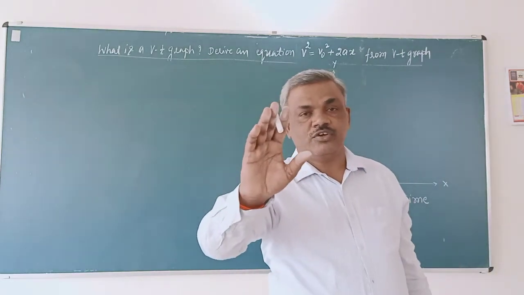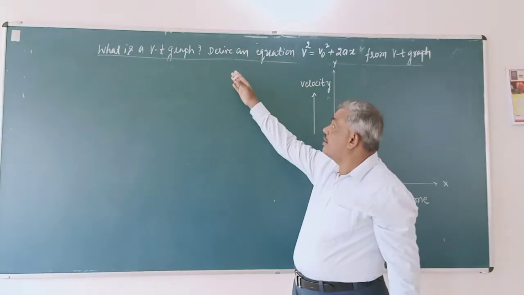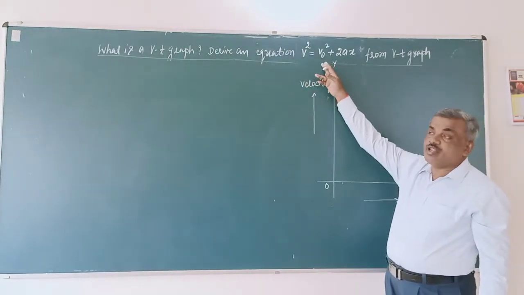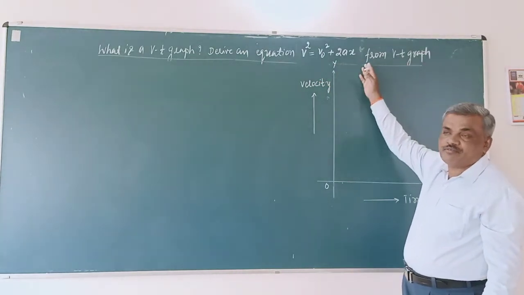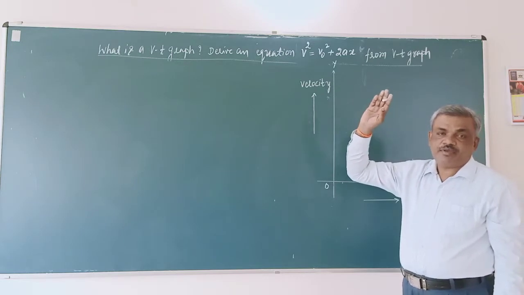Students, so today in class, one more equation. Derive the equation v square equal to v naught square plus 2ax from the velocity-time graph or VT graph. This is the third equation from the graphical method.